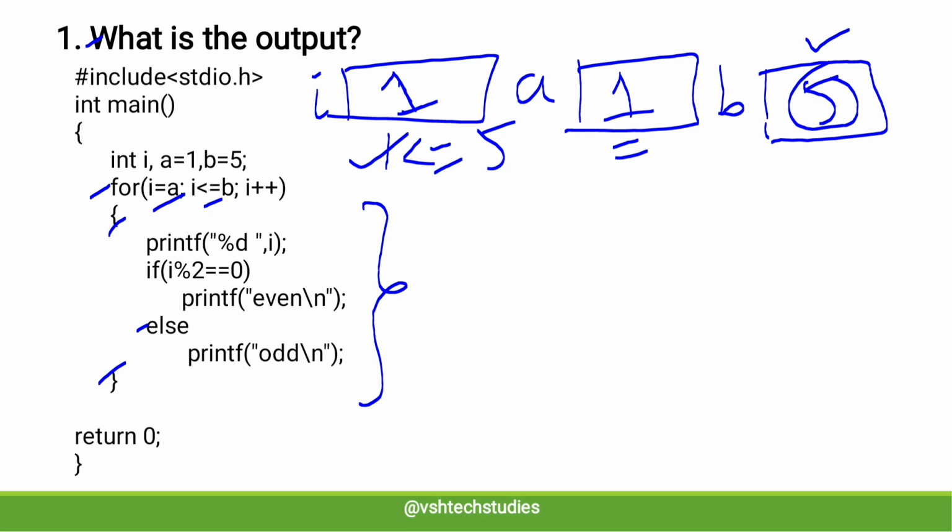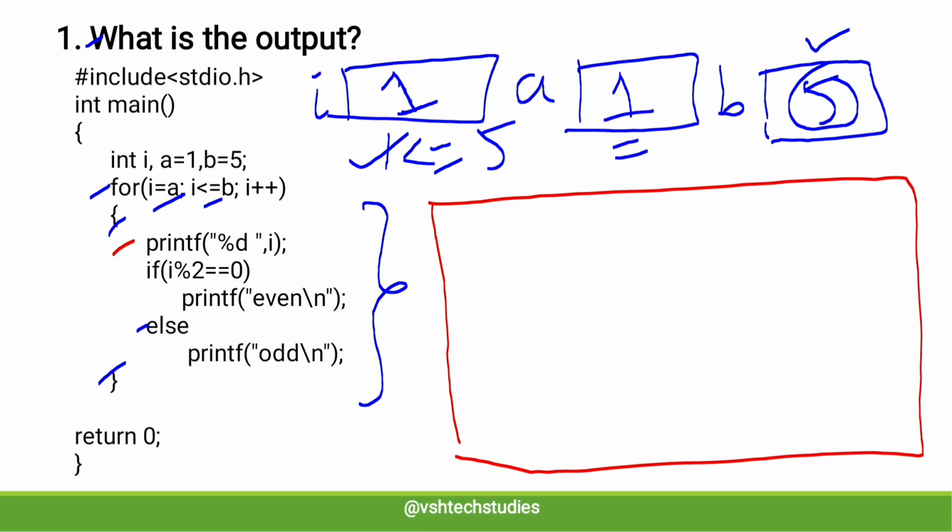Means the two instructions must be executed one by one. So what is the first statement? Printf statement. It will write something on the monitor. What? An integer value. So an integer value is written. Then a space is left. Okay. So what value will be written here?